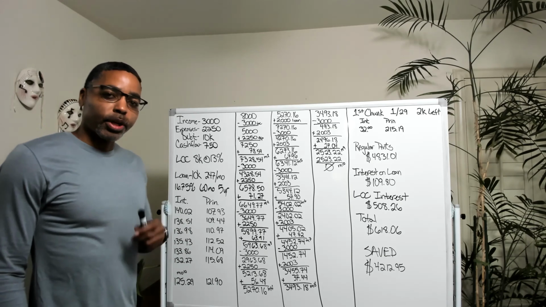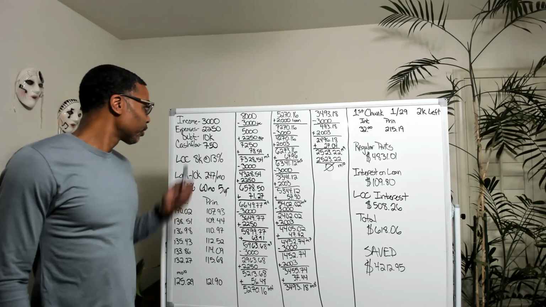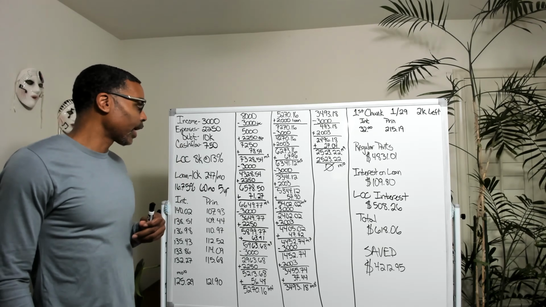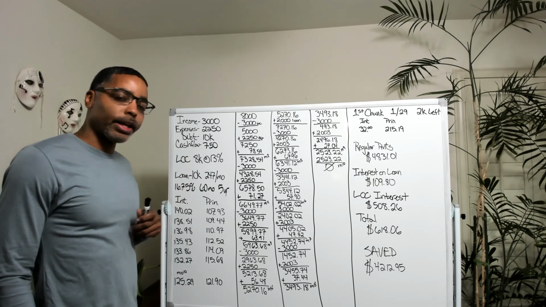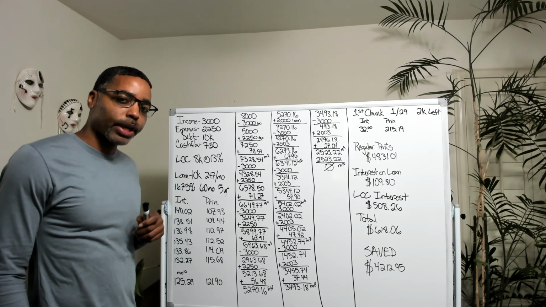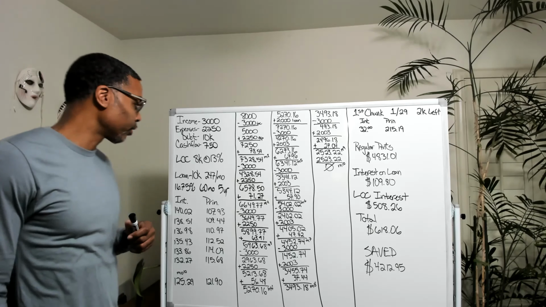As always, we're going to start with our four key numbers. We have our income at $3,000. Our expenses are at $2,250. Our debt is our personal loan at $10,000. And our cash flow is at $750.